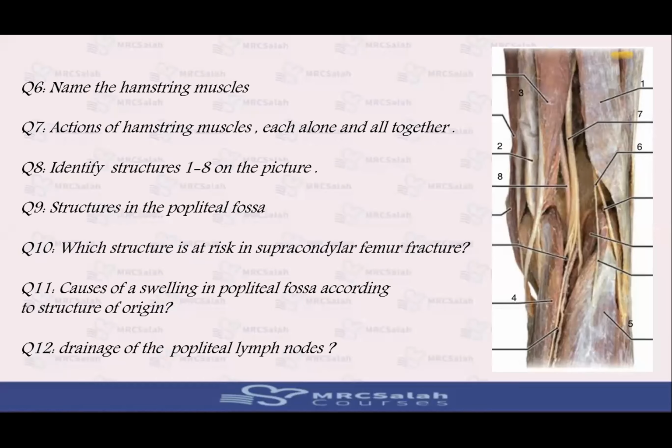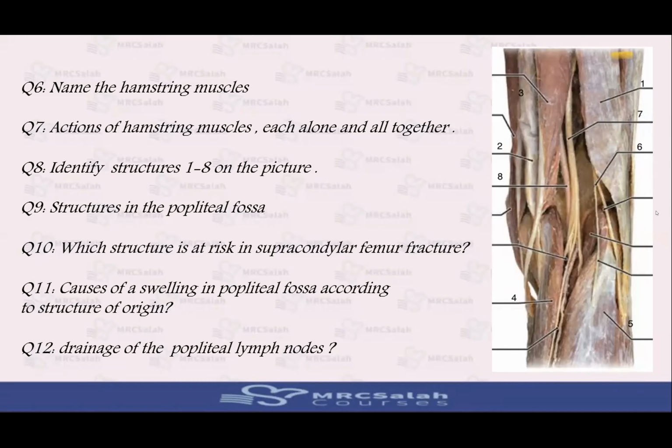The semimembranosus alone, I don't know them individually. Altogether they cause flexion of the knee joint and extension of the thigh. The biceps femoris alone rotates the hip and the knee externally, while the semitendinosus and semimembranosus rotate the hip and the knee medially.